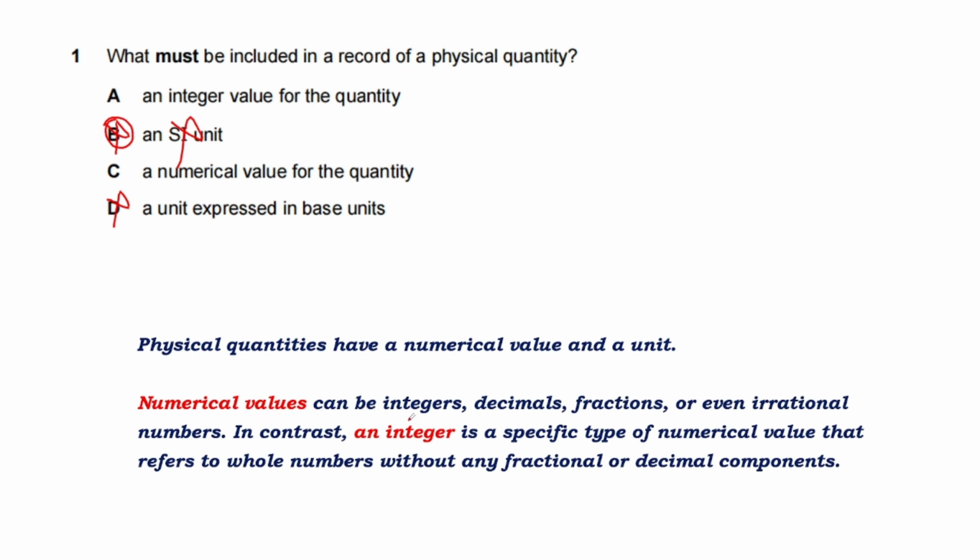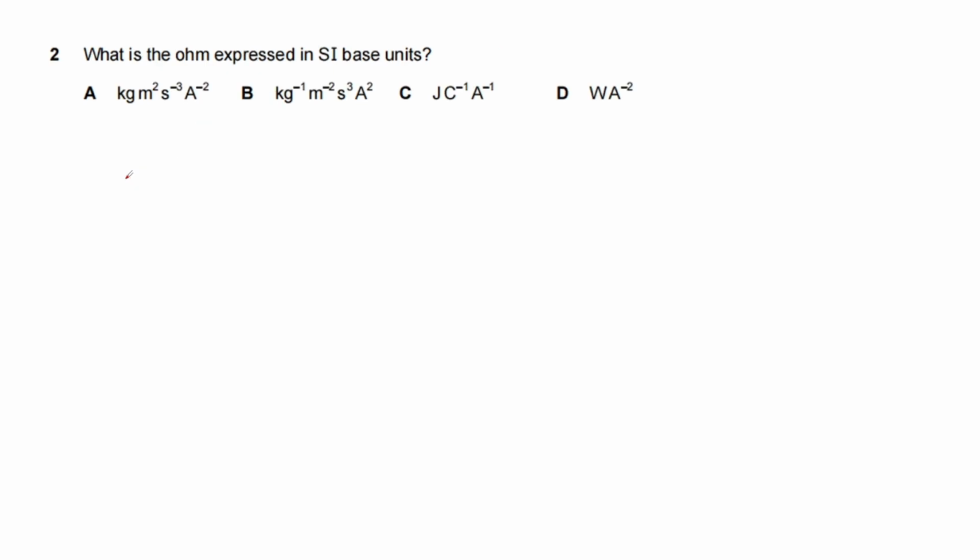Numerical values can be integers, decimals, fractions, or even irrational numbers, right? So if you're recording a value, it could be anything. It could be an integer, fractional, or decimal, anything, right? But if you are considering option A, an integer, it's just a specific type of numerical value. So which must be included in a record of a physical quantity? Of course, option C is the correct answer for this question.